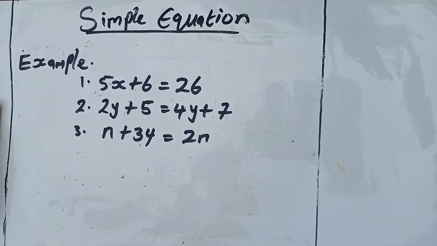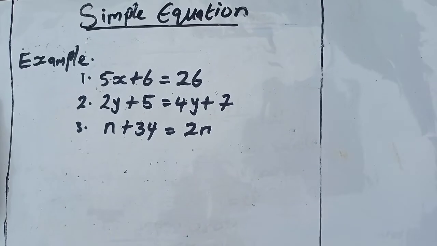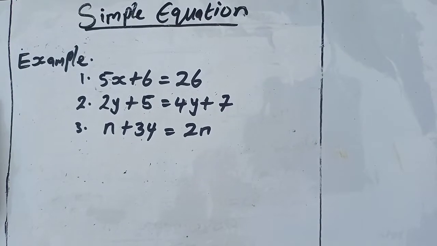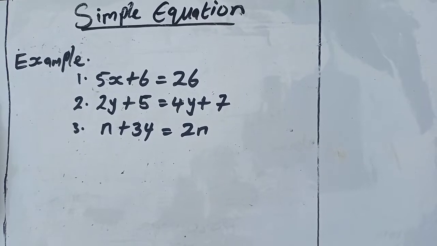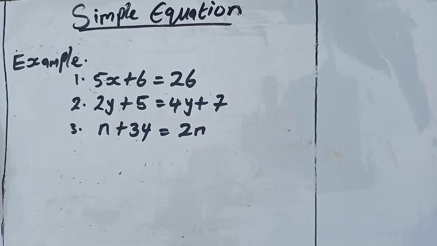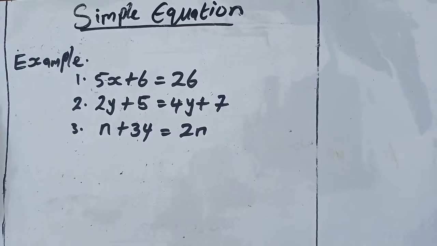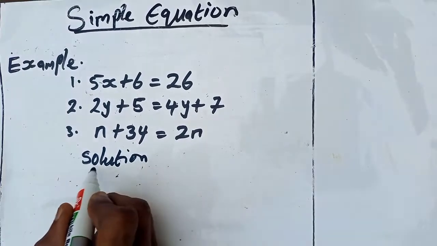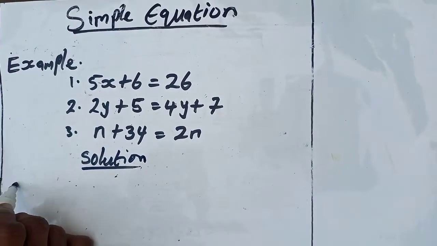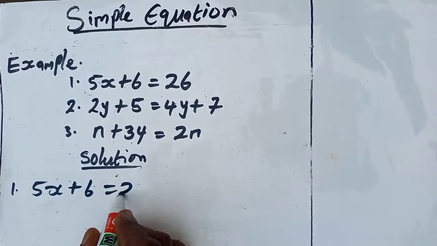All right, we have the following examples. Number one says 5x plus 6 equals 26. Then number two, 2y plus 5 equals 4y plus 7. Then example 3, n plus 34 equals 2n. Let's solve the following examples using the collecting like terms method. All right, solution. Number one question says 5x plus 6 equals 26.